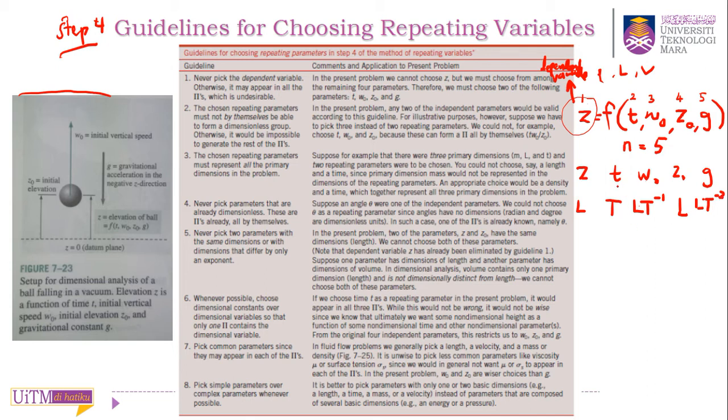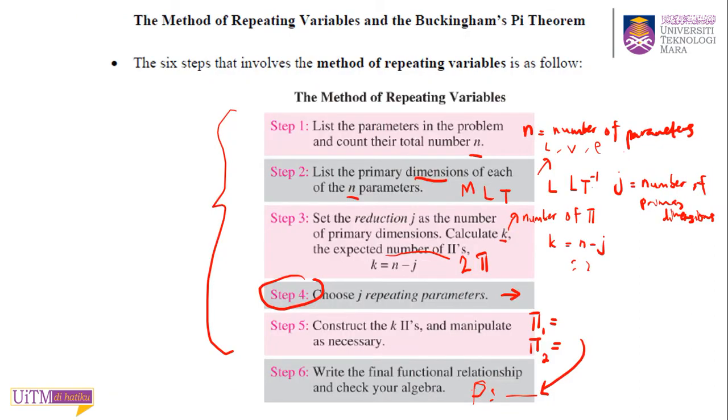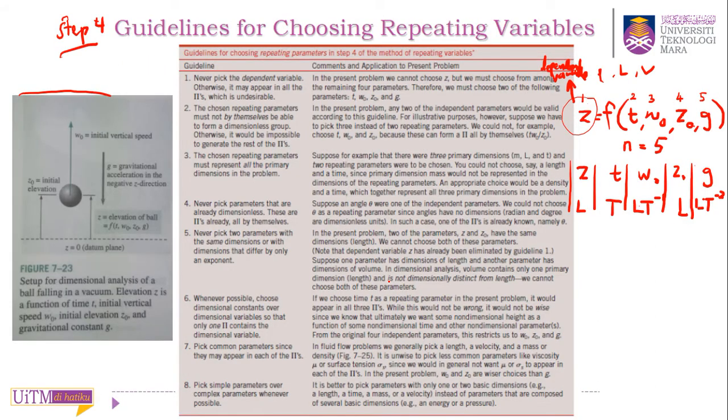So this is your second step. You need to list down all the primary dimensions for all these parameters. Okay, step 3. You need to find the number of pi, k. The number of pi is k equal to n minus j. Okay, the n is 5.